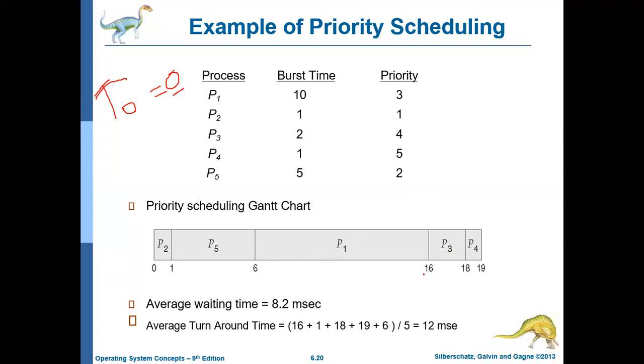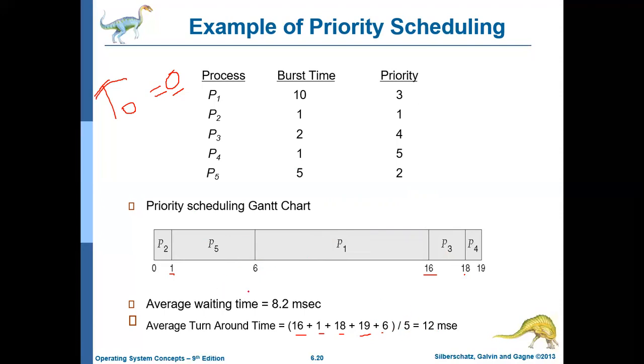So P1 completes at the 16th millisecond, 16 minus 0 is 16. P2 completes at the first millisecond, 1 minus 0 is 1. P3 completes at 18 milliseconds, so it's 18. P4 completes at 19 milliseconds, so it is 19. And P5 completes at 6 milliseconds, so 6 minus 0 is 6. The average of these is 12 milliseconds.